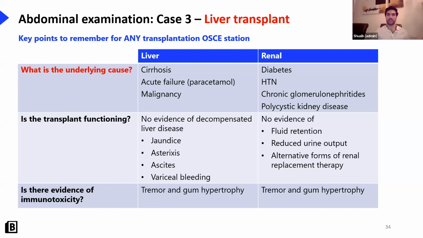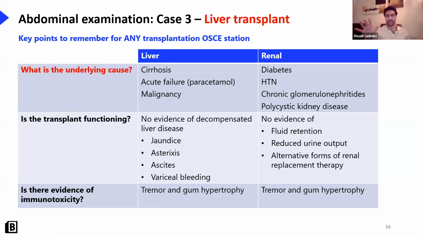Yeah, tacrolimus. Tacrolimus classically causes a tremor. And what immunosuppressant causes gum hypertrophy? We won't mention it in the question. Yeah, good. Cyclosporin causes gum hypertrophy. Tacrolimus causes a tremor. Tacrolimus can rarely also cause gum hypertrophy.